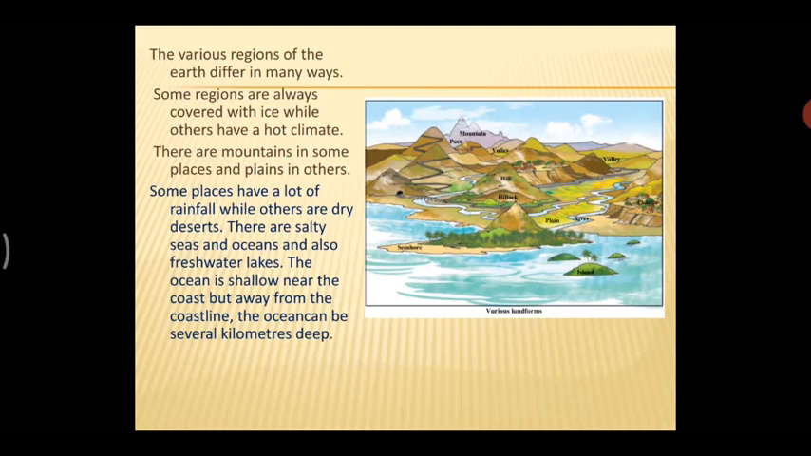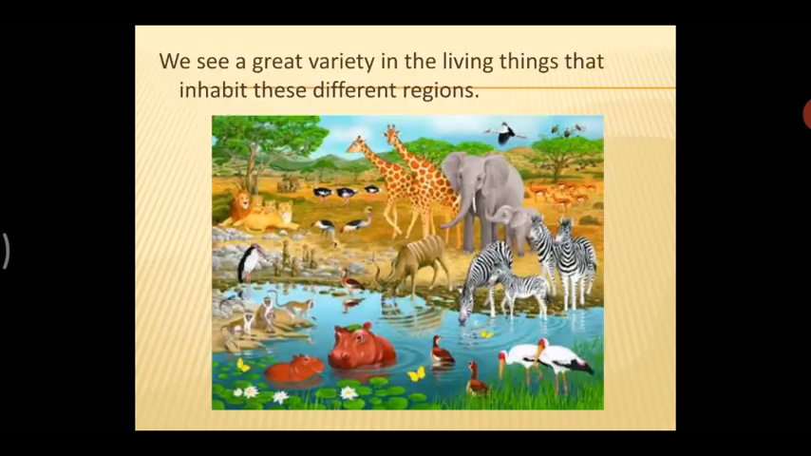The ocean is shallow near the coast, but going away from the coastline, the ocean can be several kilometers deep. Now, it may go very, very deep inside. As you go towards the sea, what happens? It is shallow first and then it's very deep inside. We'll move to the next slide.